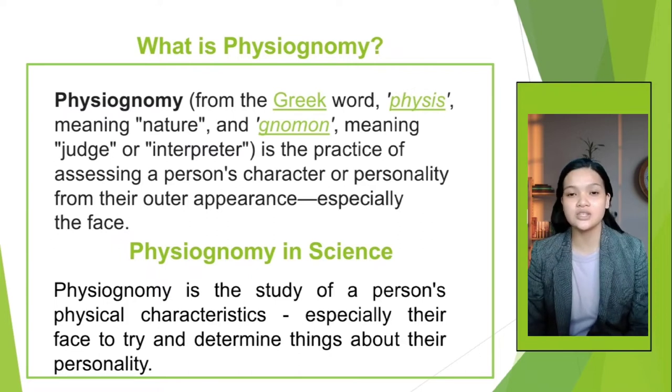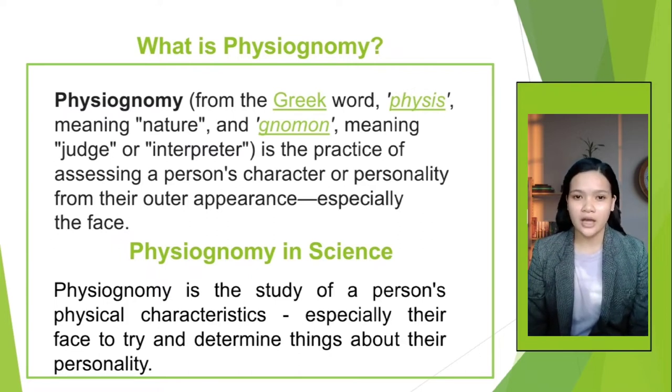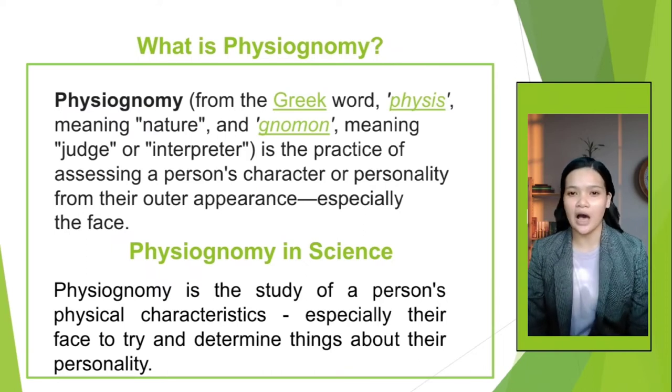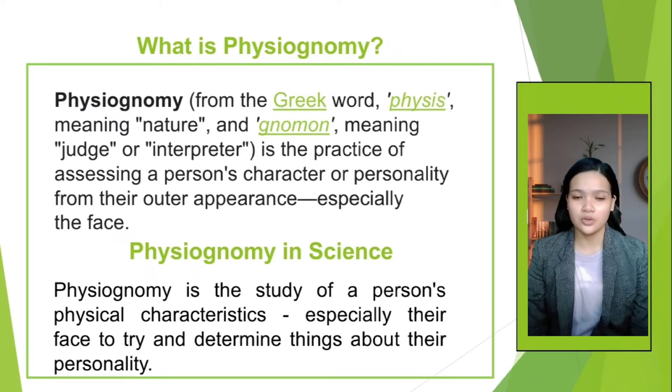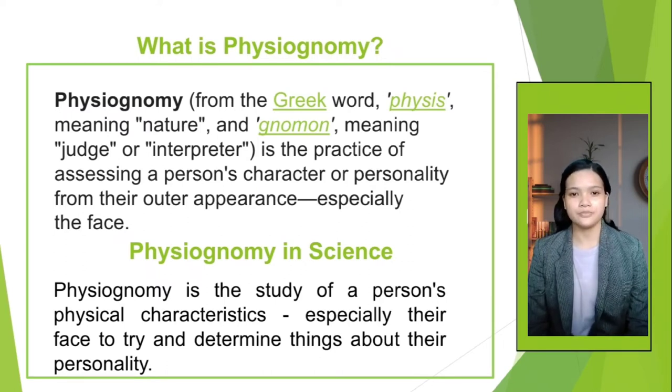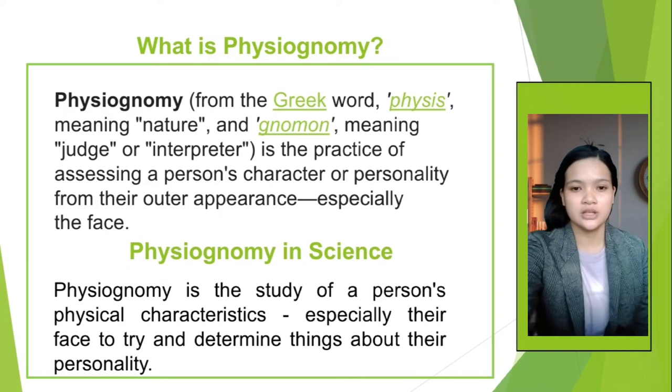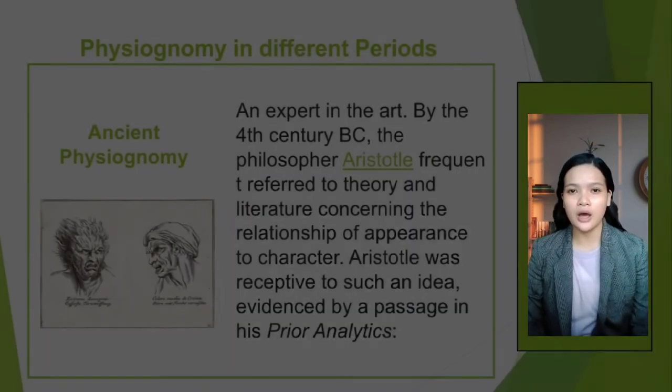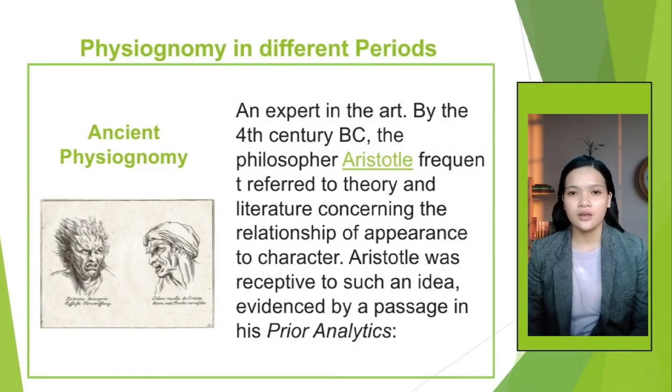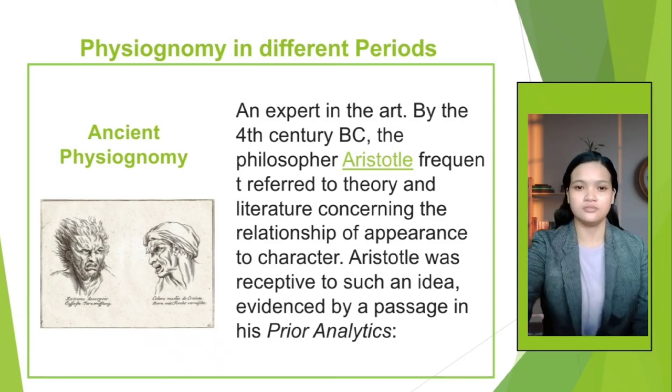So, kung kanina sa somatotype ay body type at physical attributes ang pinag-aaralan, dito naman tinitignan ang panlabas na kaanyuan at ang connection nito sa personalidad ng isang tao, particularly their face, in order to learn more about their personality. So, alamin naman natin ang physiognomy and history nito.